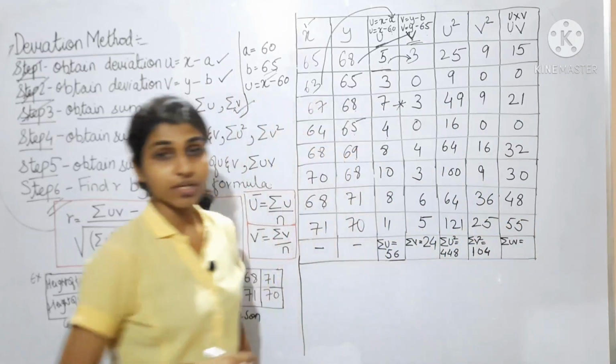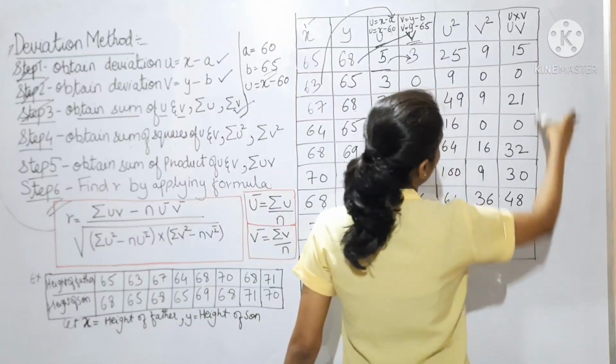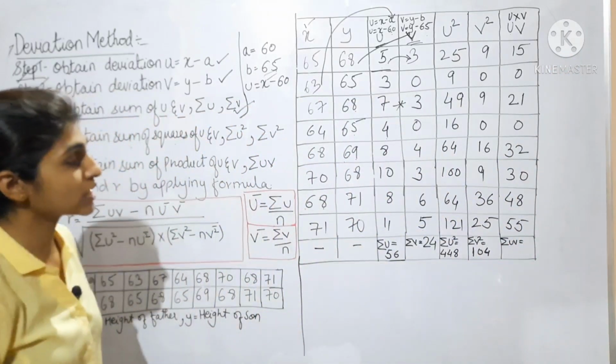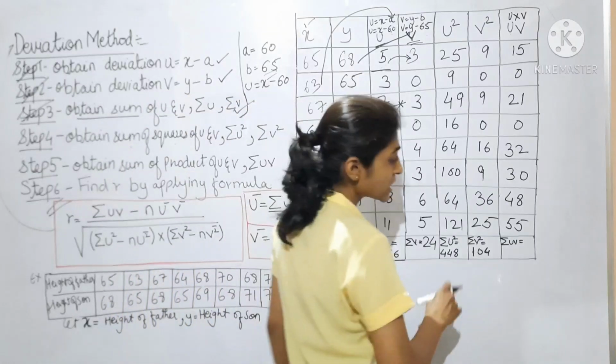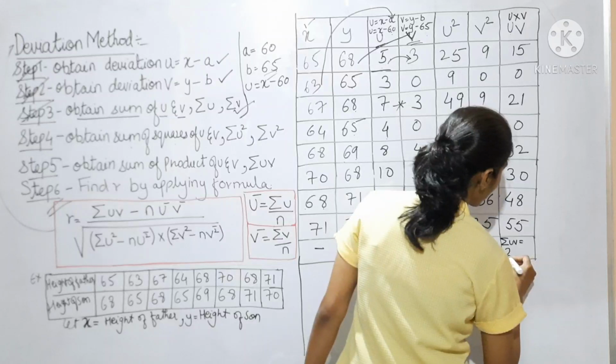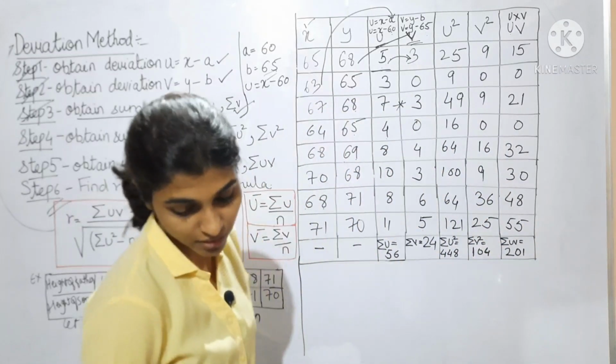Tell me the answer in the live chat box. Add all these numbers: 15 plus 21 plus 32 plus 30 plus 48 plus 55. So the answer I have got is 201.